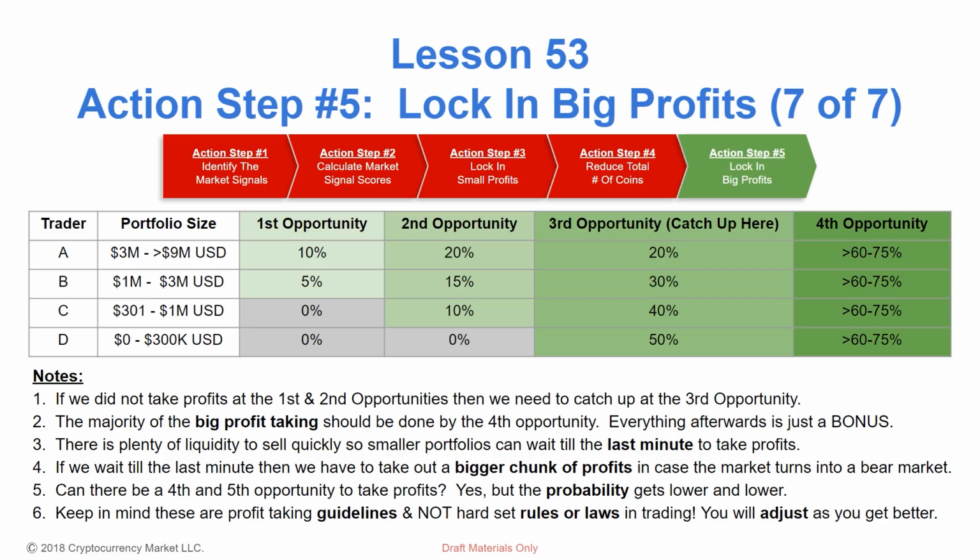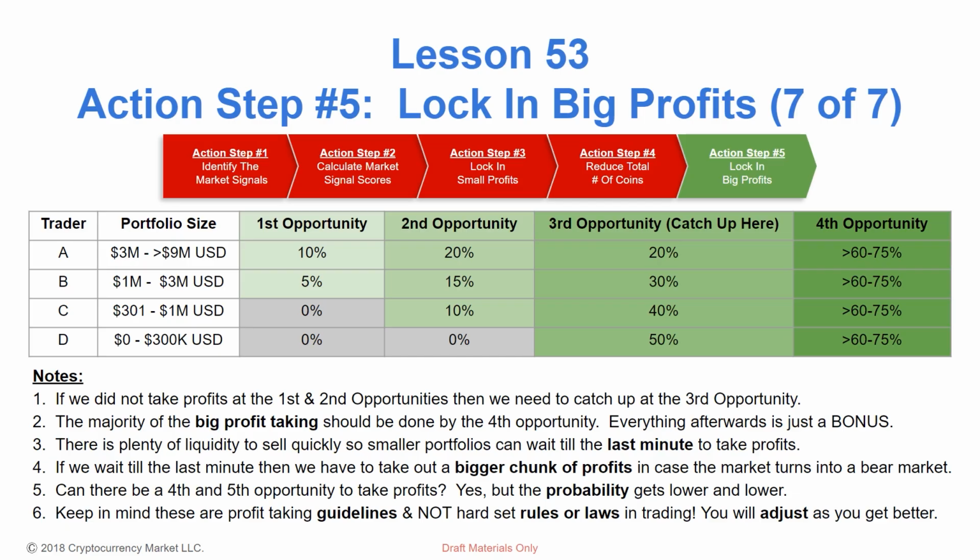Now, if we go to trader C, he has a portfolio of $300,000 to $1 million. So in the first opportunity, there's plenty of liquidity for him to get in and out with a $1 million portfolio, so he doesn't have to rush and take profits right away in the first opportunity or the first wave. He can wait till the second opportunity and take out 10% profits and continue letting his money grow and work for him. But then in the third opportunity, he needs to catch up at that point, before it's too late, and take out a 40% chunk at one time.